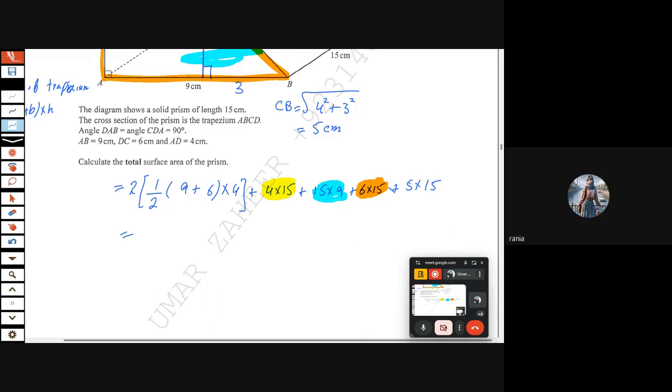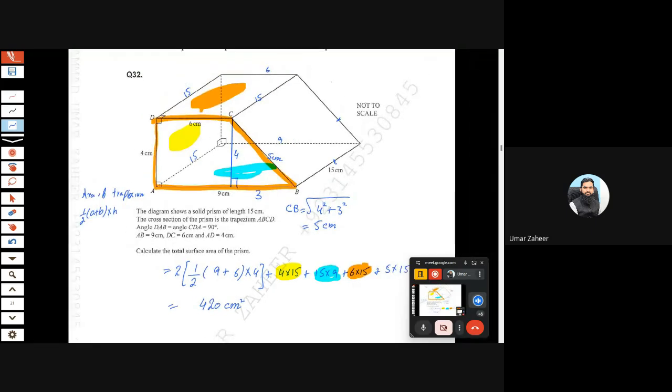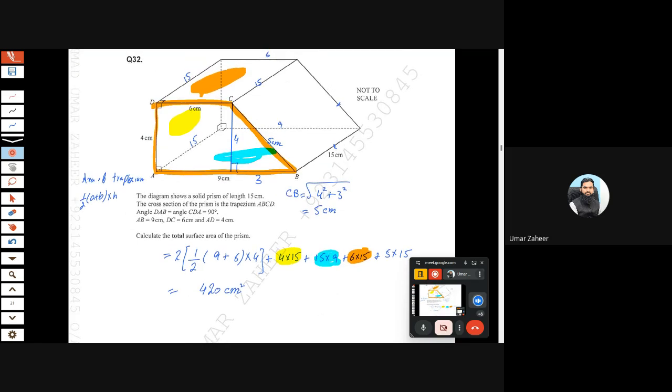Sir, 420. That will be 420. Any other one, please confirm the answer. Yes, sir, 420 centimeters square. We have done only one question from surface area, but this is a good one because it is not a specific shape. It is not a cuboid, not a cube or anything. It's just a random shape. So I hope after doing this question, you are able to find the surface area of any kind of shape. Yes, everyone, any question up to here? No, sir.